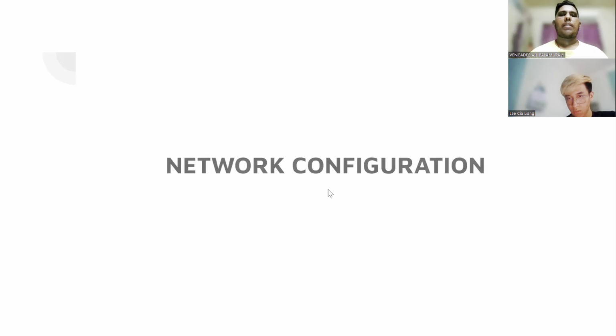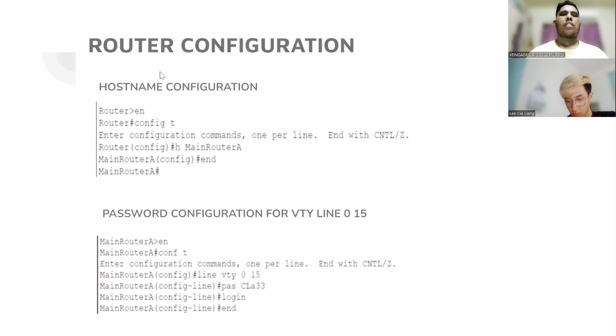Now I will be explaining about the network configuration. First of all, I would like to explain about the router configuration. As you can see, we are configuring the hostname configuration. The reason for configuring the hostname is to make it easy to identify the devices when we are trying to configure the commands for the router and set the protocol for the router.